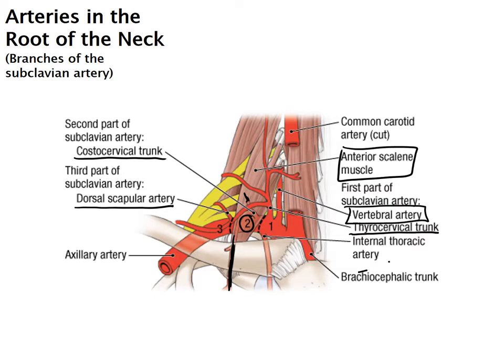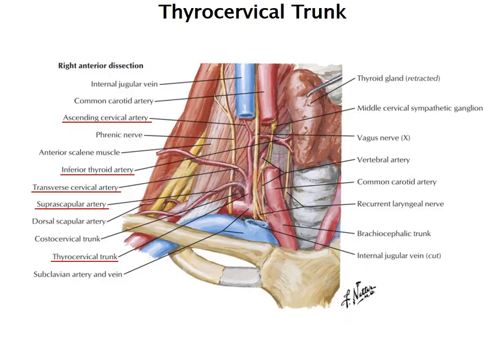Now let's take a closer look at the thyrocervical trunk and its branches. Again, the thyrocervical trunk arises from the first part of the subclavian artery, which is shown here. This trunk will give rise to three different branches. The first branch is referred to as the inferior thyroid artery. This artery, as its name suggests, will supply the inferior poles of the thyroid gland.